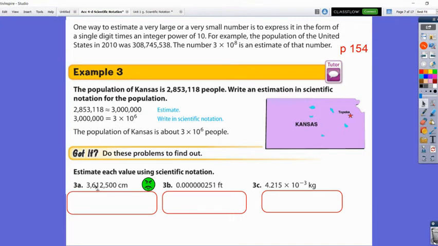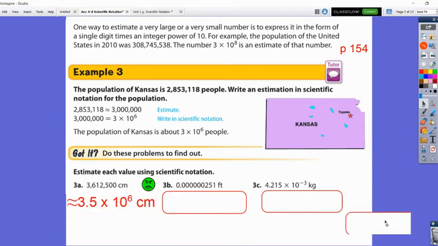So I wouldn't give you examples like this. If I was telling you to estimate, I would give you something that's closer to 3.7 or 3.8 or 3.9, or maybe 3.1 or 3.2. But if it's close to 3.5, then that's how I would estimate this. I would estimate this as 3.5 times 10 to the sixth. The book would probably say this answer is 4 times 10 to the sixth, but that's off by 500,000.